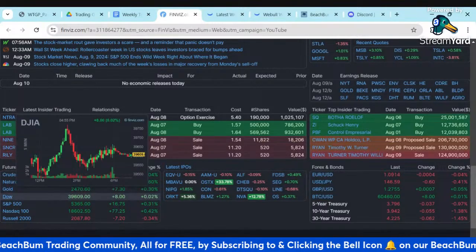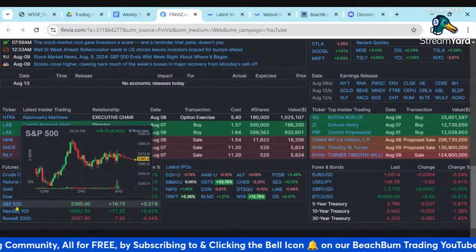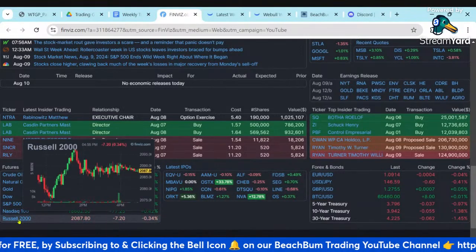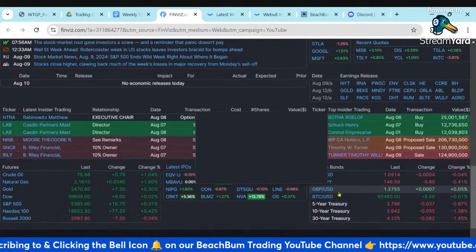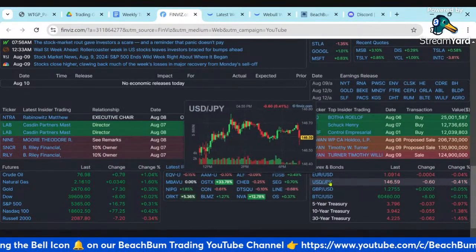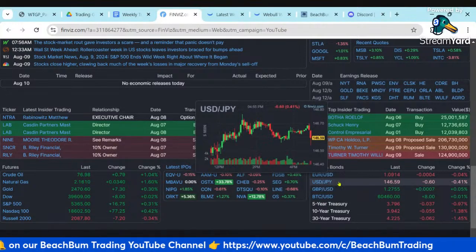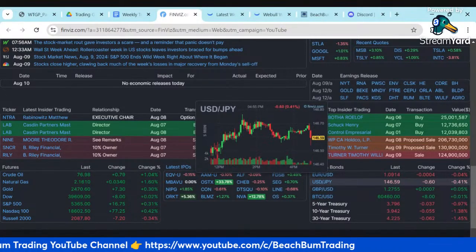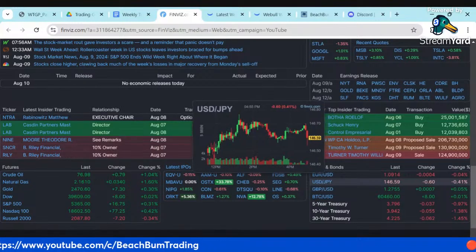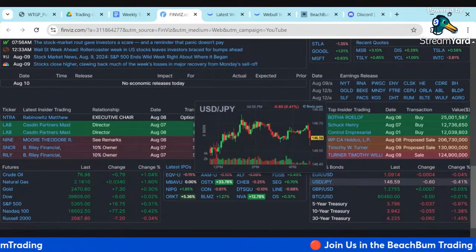Right now, the futures are showing up slightly on all the major indices, but down on the Russell. Again, we'll talk about the yen carry trade. We saw considerable volatility in the Nikkei and the Japanese market related to the yen. And right now you see it's back down to about 146 USD to yen.